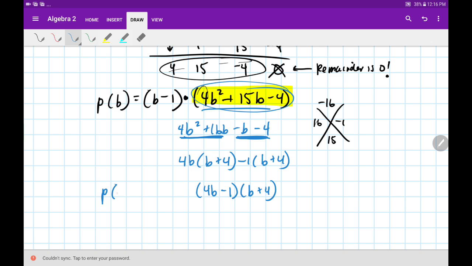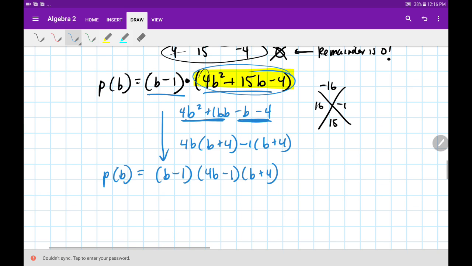So my fully factored expression for p of b is b minus 1, I'm just bringing it down, times 4b minus 1 times b plus 4. This would be our final answer.